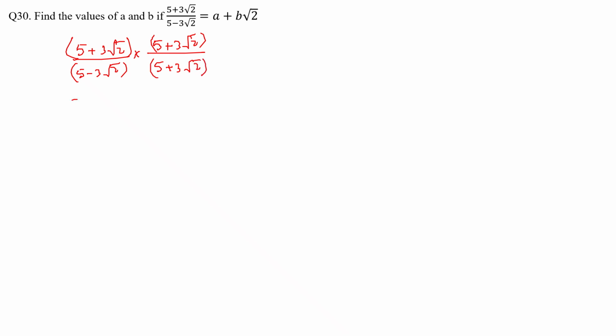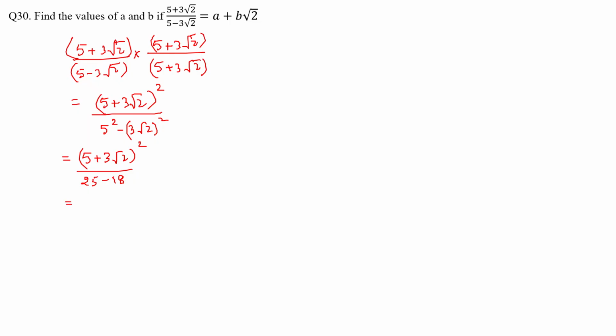So this will be equal to (5 plus 3 root 2) whole square divided by (a minus b) into (a plus b). So 5 square minus (3 root 2) whole square, which will be equal to (5 plus 3 root 2) whole square by 25 minus 18.